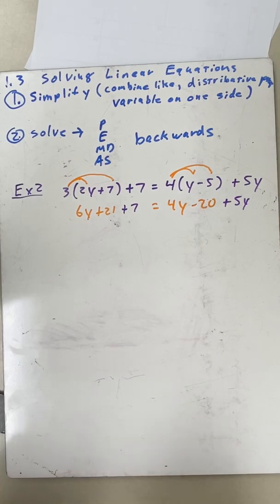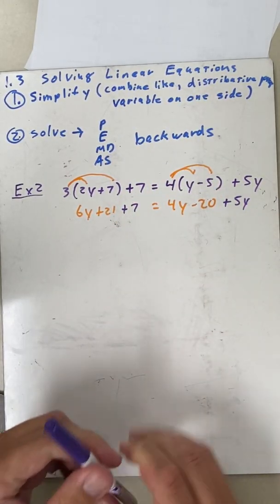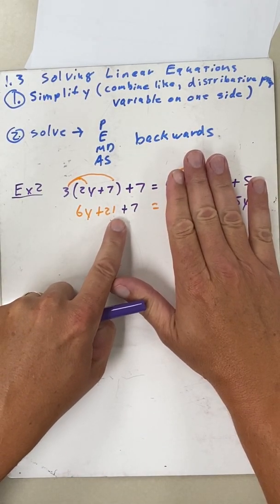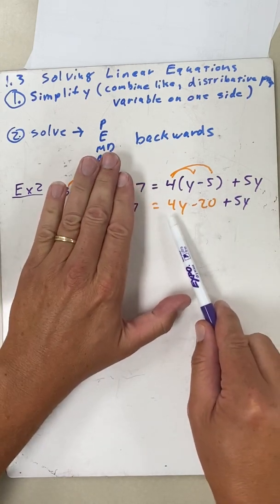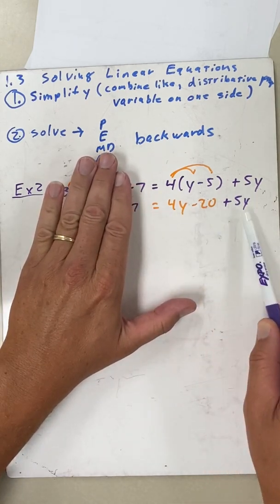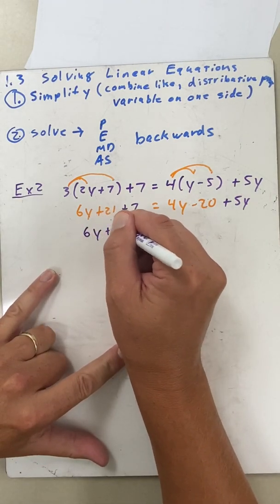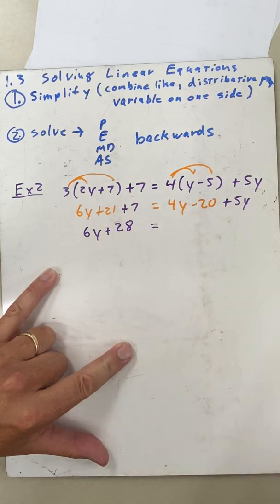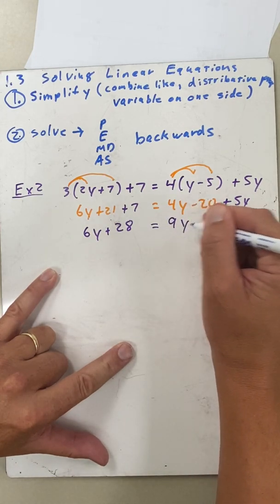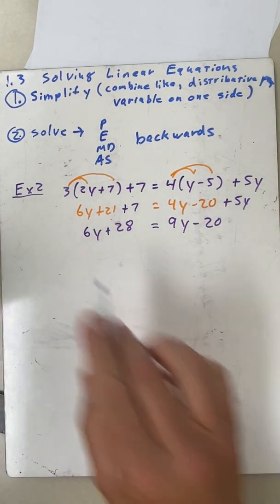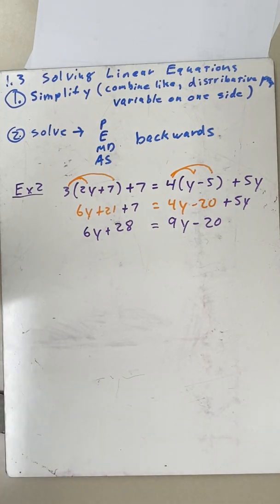Now, as we go through them, we have 2 more things we can do to simplify. We can look to combine like terms, so that's only on one side at a time. Can I combine anything in here? Yep, the 21 and the 7. I'm gonna do the same thing on this side. Like terms, 4y and 5y can be added together. So we are gonna end up with 6y plus 28. And over here, by like terms, 4y and 5y is 9y. We have the -20.